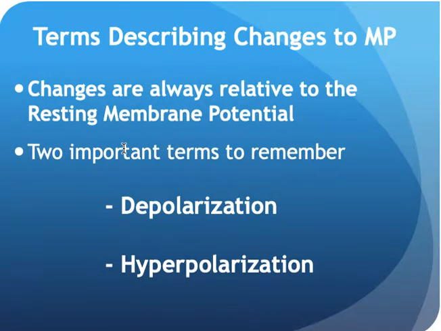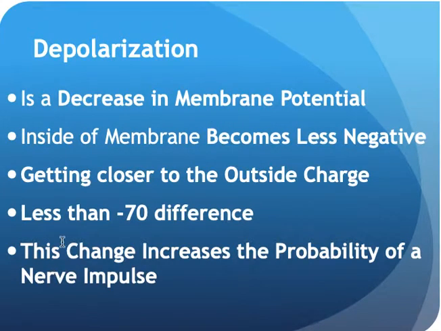Okay, so terms describing changes to the membrane potential, and again, these two are really important. Changes are always relative to the resting membrane potential, and we get two important terms here. We get depolarization, and then we get hyperpolarization. Okay, so depolarization is a decrease in the membrane potential, and what they're basically saying is that the inside of the membrane becomes less negative. So it becomes more similar to the outside charge. So the difference between the inside and the outside becomes less than that negative 70. So they're getting a little closer to being equal.